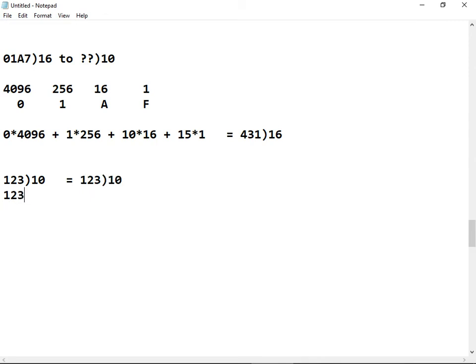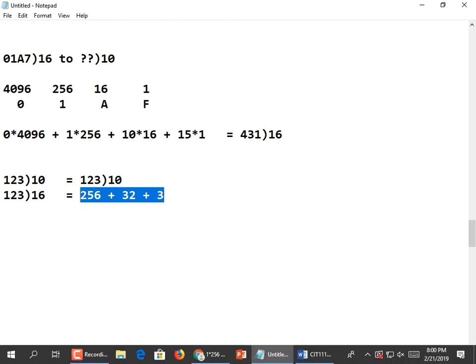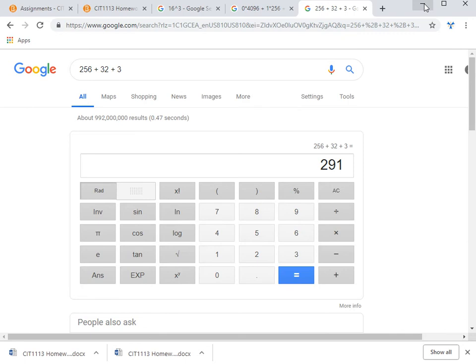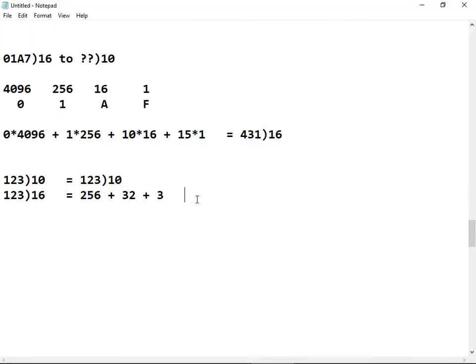But if it's 1, 2, 3 in base 16, that means it's 1 times 256 plus 2 times 16 plus 3, whatever that is. 291. Right, in base 10. And it's kind of deceptive. If you have A's and F's and stuff in it, you know pretty much it's hexadecimal. But if there aren't any, then you have to figure out whether it's base 10 or base 16.